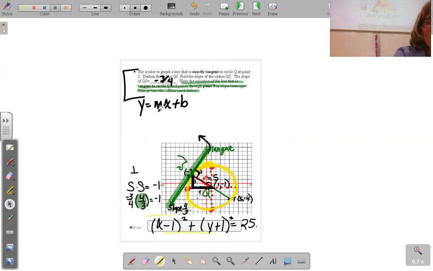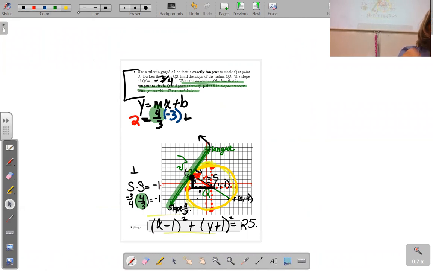So our slope goes right there, and that's going to be 4 over 3. We have a point here. Our x-coordinate is -3. Our y-coordinate is +2.